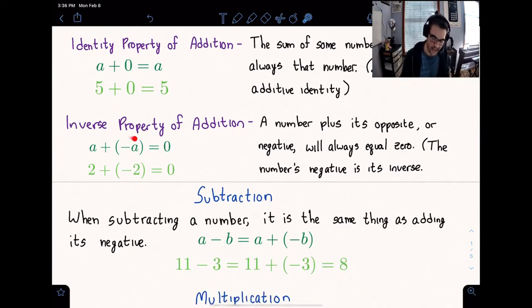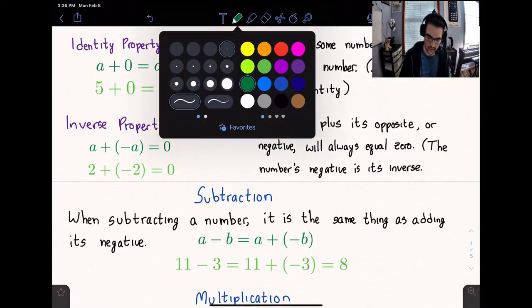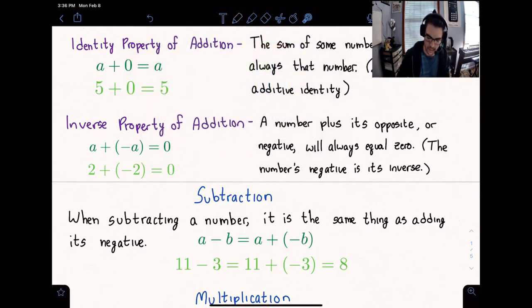Next we're going to look at the inverse property of addition, and this is my last of the addition properties. The inverse property of addition is defined as a number plus its opposite or negative will always equal 0. I forgot to put a little parenthesis here, but the number's negative is its inverse. So here's an example with variables and another example with numbers. a plus negative a is 0. Negative a is the additive inverse of a.